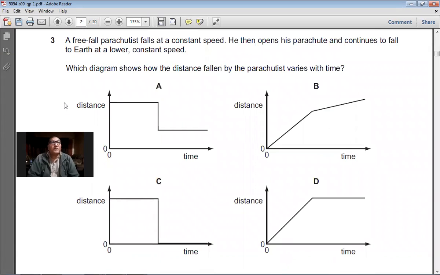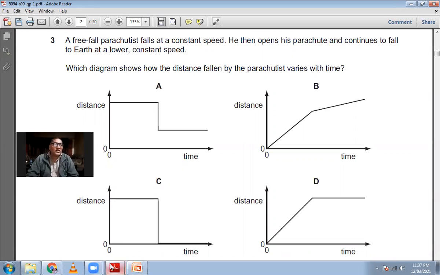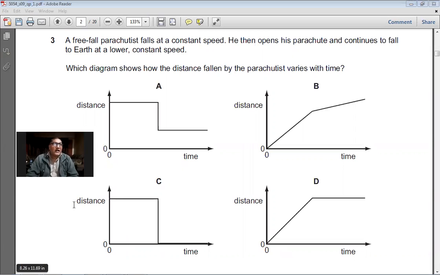A free fall parachutist falls at a constant speed. He then opens his parachute and continues to fall to earth at a lower constant speed. Which diagram shows how the distance fallen by the parachutist varies with the time? You see here we have 4 distance time graphs. All these graphs are distance time graphs. So here the gradient of the graph is equal to the speed.